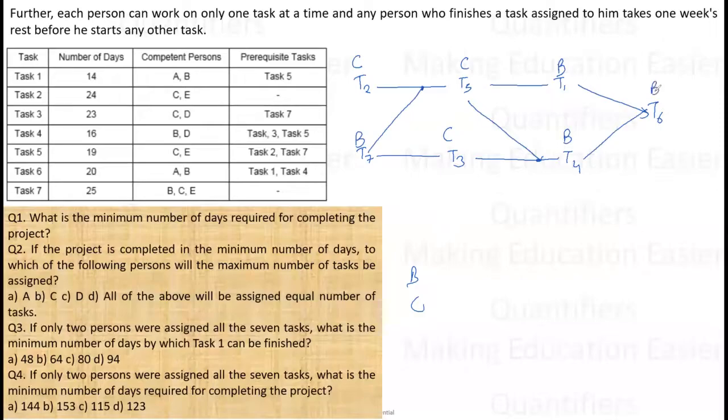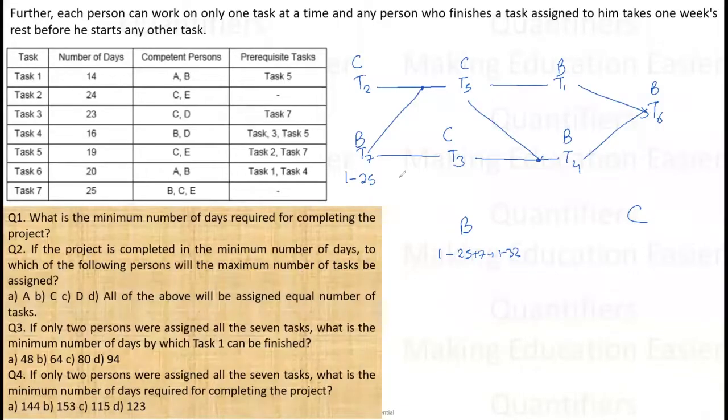Now I have sorted my tasks. The only thing that I need to take care of is how many days these are busy. Where are they busy? Right. I need to take care of that. B and C. Okay. So B starts task 7. Task 7 takes 1 to 25 days plus 7 days rest. So 1 to 25 plus 7 day rest. So 1 to 32. B is occupied from 1 to 32.